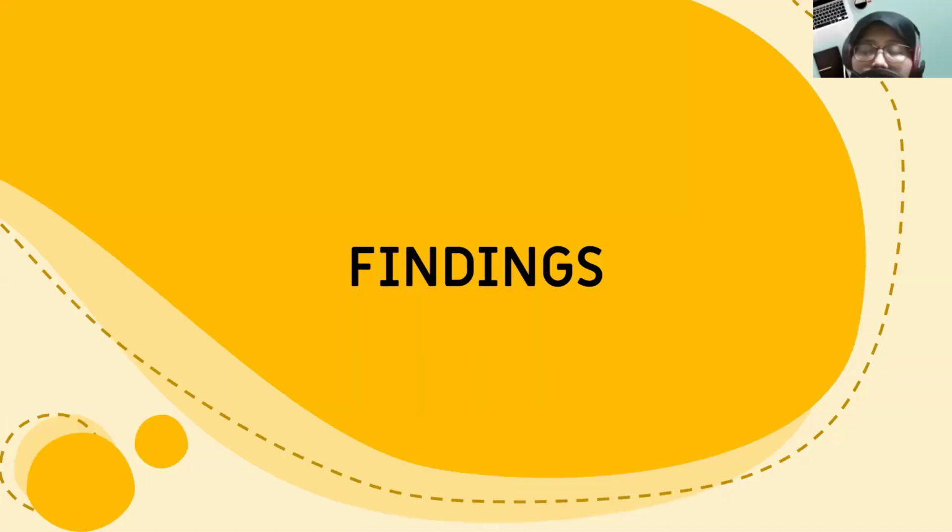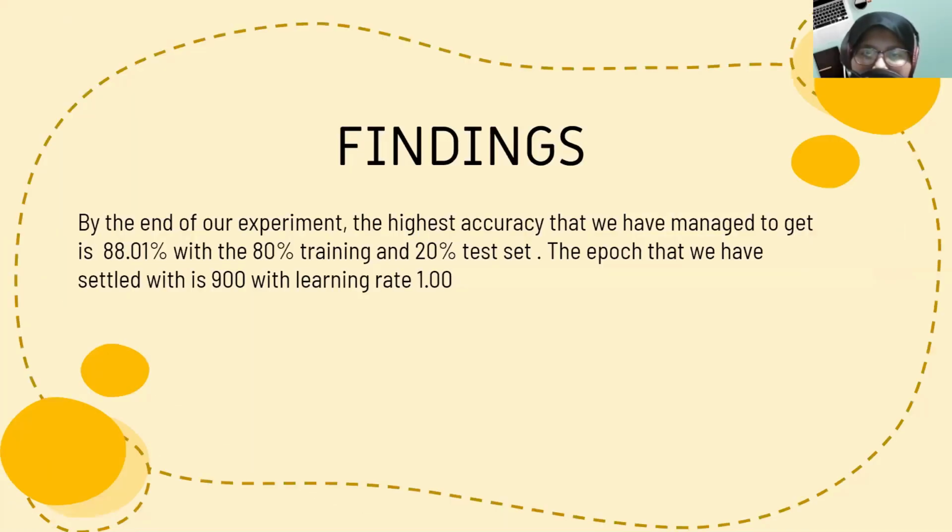Alright, let's move on to our findings, which is the final part of this project. For our findings, by the end of our experiment, the highest accuracy that we have managed to get was 88.01%, with the 80% training and 20% test set. The epoch that we have settled with is 900 with learning rate of 1.00.